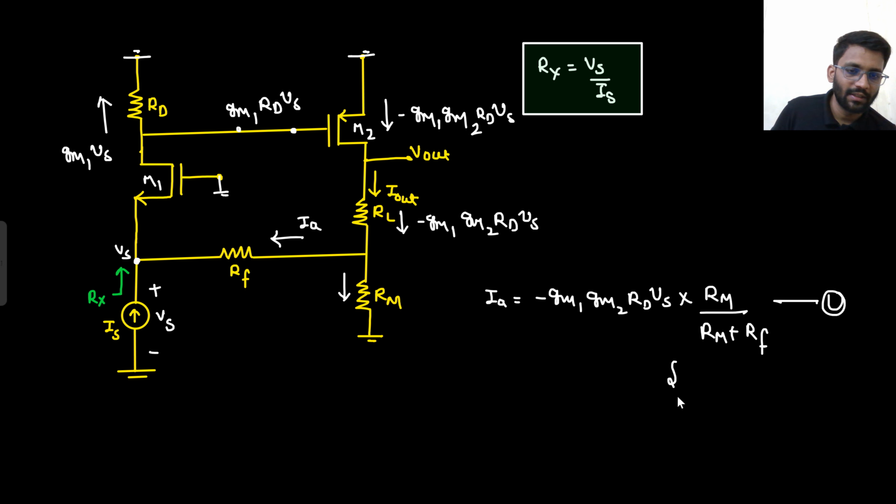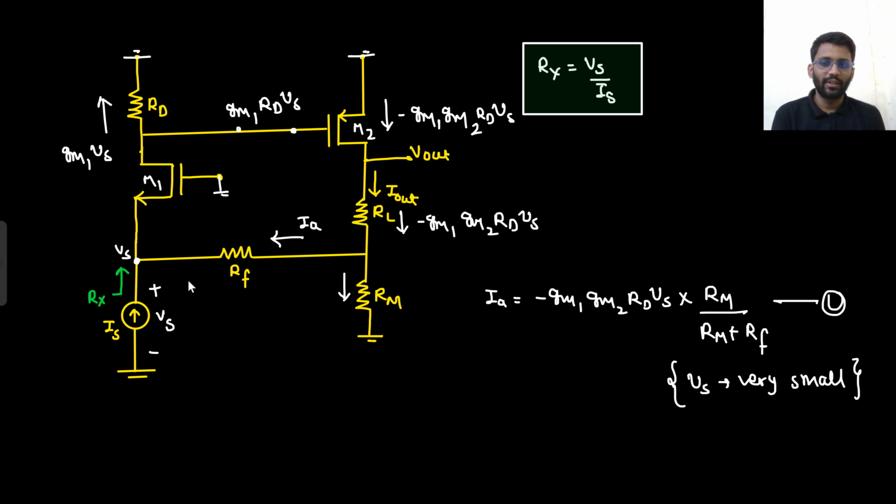What is the assumption? Assumption is Vs is very small. Since this is a current feedback topology, I can make this assumption that Vs is very small. So what did I do? I took Vs here, the current I wrote, then I wrote the potential, then I wrote the current. If this is the current, that means this current will be divided into Rf and Rm. So Rf will take Rm upon Rm plus Rf into the current value. So this will be your Ia.